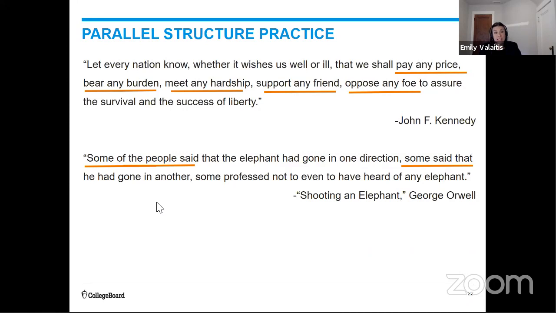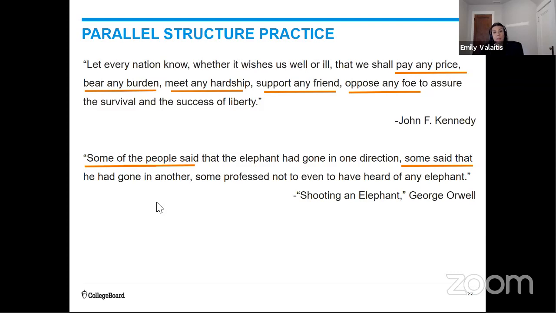In the first example, you can see that the structure is a verb and "any": pay any price, bear any burden, meet any hardship. They're all the same tense, they're followed by a verb, and they're all three words, which helps to establish a rhythm. Again, it makes it easier to follow and to understand.